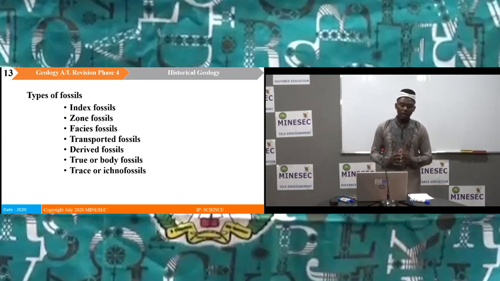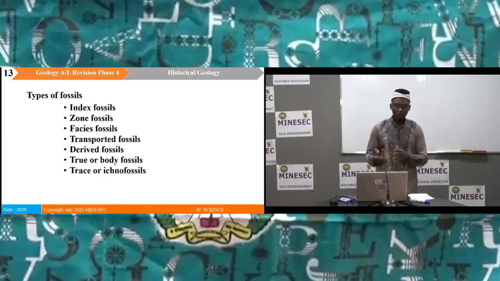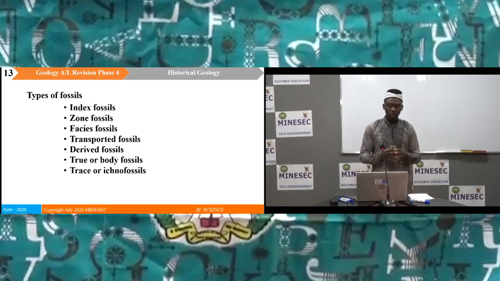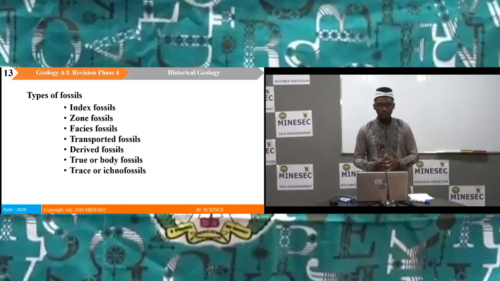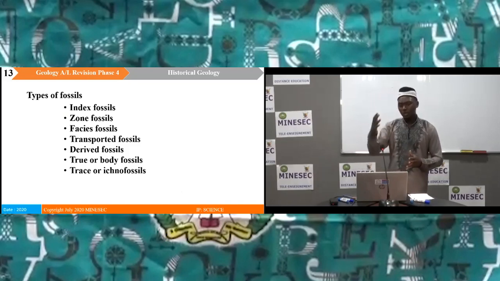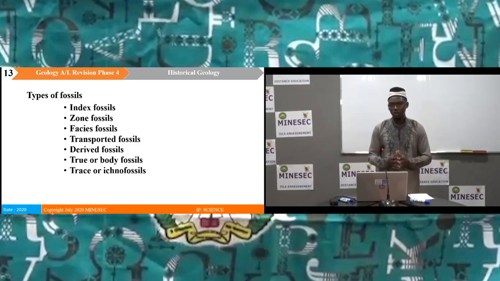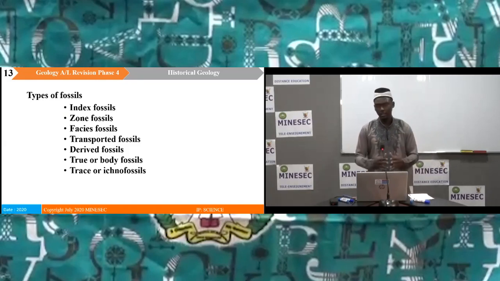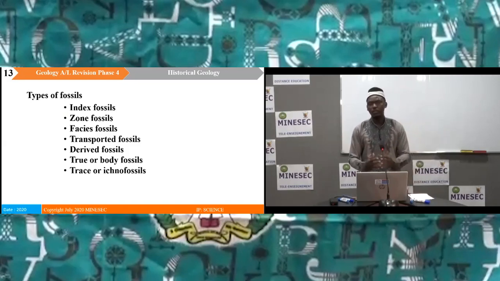Fossils can be described as index fossils, zone fossils, facies fossils, transported fossils, derived fossils, body fossils, trace or ichnofossils. The index and zone fossils are fossils that characterize a particular stratigraphic unit. Such fossils are usually useful for correlation. Facies fossils are fossils that can reveal the condition of formation of the rock unit in which they are found.